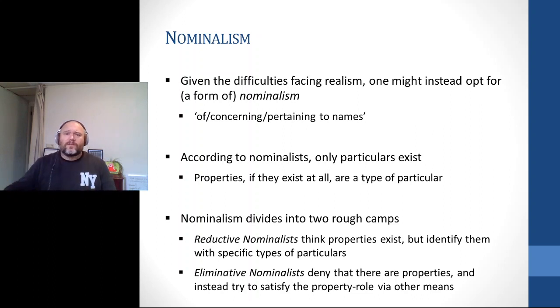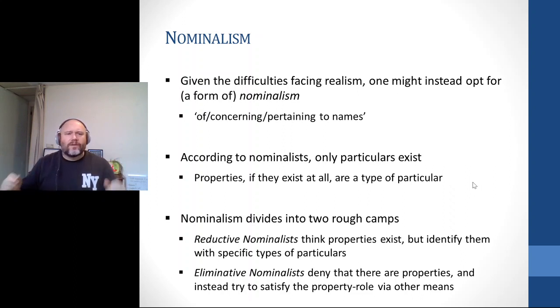what we'll call nominalism. And nominalism here, the name stemming from of or pertaining to names. So the thought with nominalism is that you really only want to believe in objects. There are only particulars. We're going to deny the existence of universals as an additional category. But we still might believe in properties. But the only way we're going to believe in properties is if we identify them as a particular type of individual.